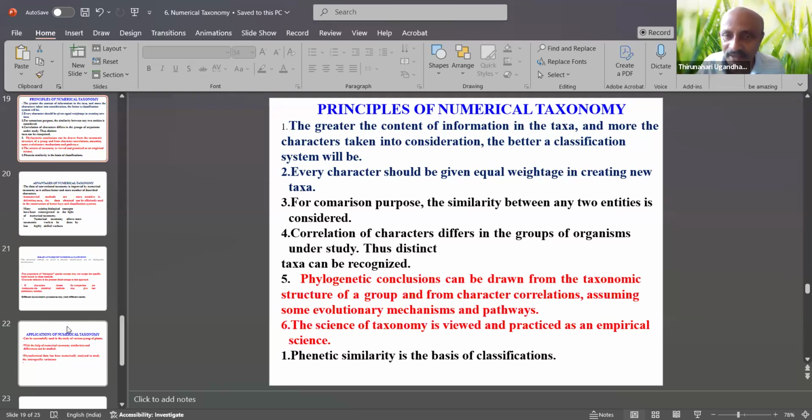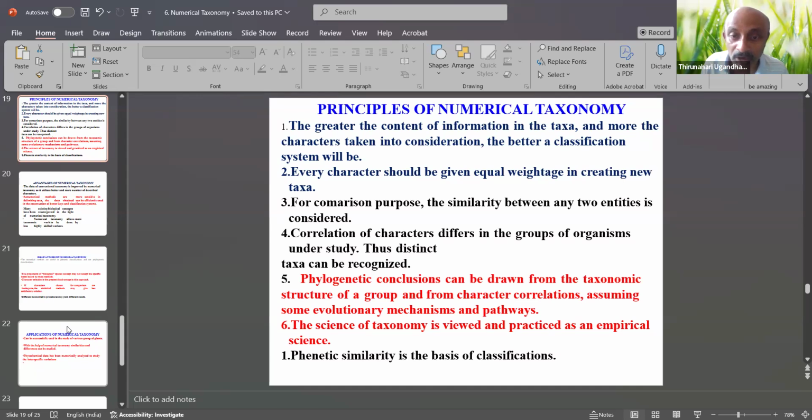Second one, every character should be given equal weightage. Every character means vegetative or reproductive or flowering. All are given the same weightage to classify the plants. Then the third one is for comparison purposes: the similarity between two entities of the considered entity, families or entire families of the number. That is also the third character.